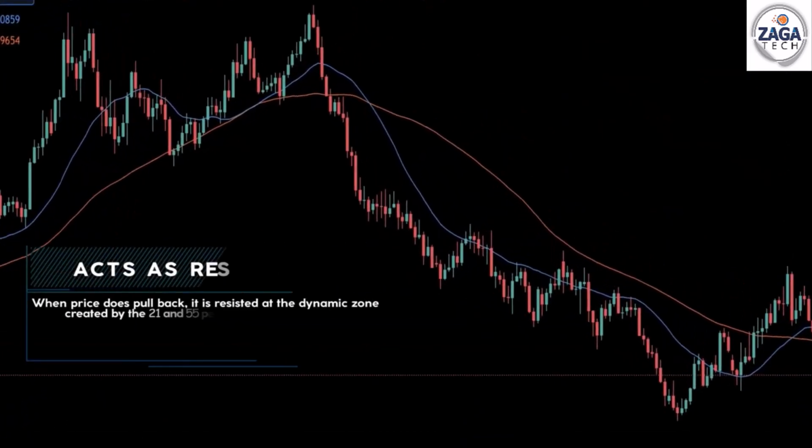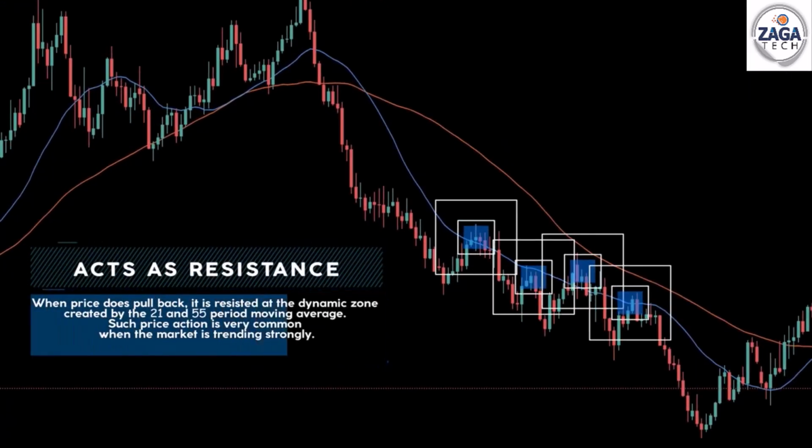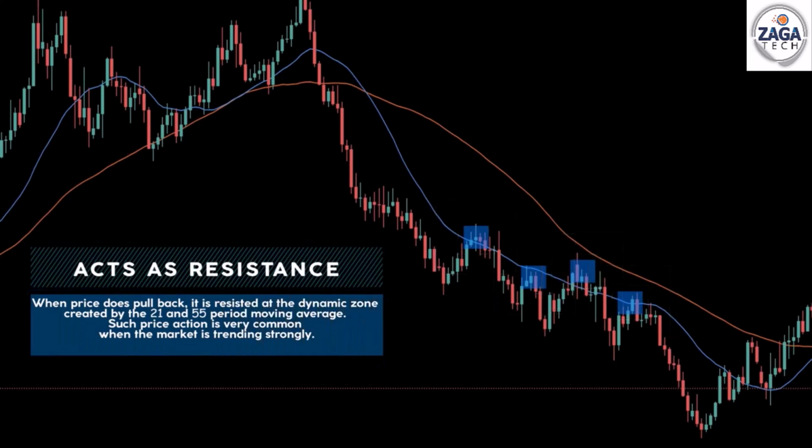In this case, we have a clear downtrend with frequent but shallow pullbacks. Notice how the distance between the two moving averages stays fairly consistent and reflects the smoothness and consistency of the trend. When price does pull back, it is resisted at the dynamic zone created by the 21 and 55-period moving average. Such price action is very common when the market is trending strongly.